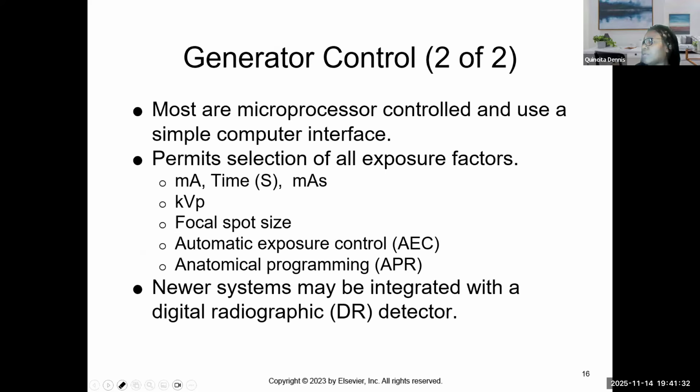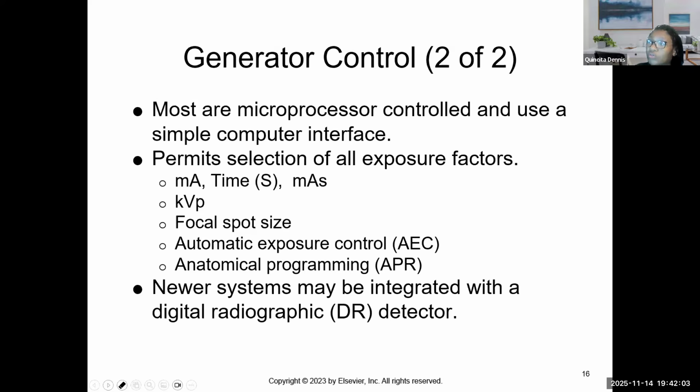Your generator itself, you can consider it like a microprocessor, like a small computer, with a very simple interface. Again, it might have pictures or wording or numbers that you can easily adjust. It allows you to select the mA or the time independently, or you can change it as one number, meaning the mAs. It allows you to select the kVp for the exam.